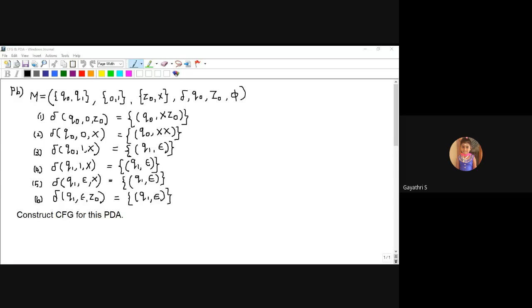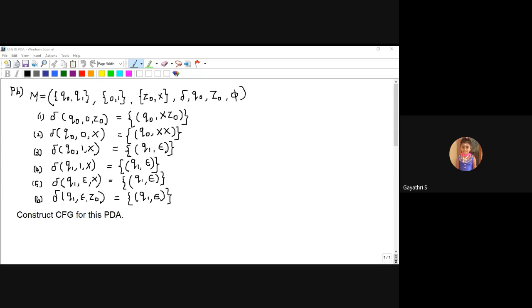Okay, this is the problem. In this problem, they have given the input as a pushdown automata, that is the transition function of the pushdown automata. See the seven tuples. The first tuple is the number of states, Q. The second is the input symbols, 0 comma 1, and the third is the pushdown symbols, Z naught and X. The fourth is the transition function, the fifth is the starting state, then the sixth is the starting pushdown symbol, that is the initial stack symbol, and the last one is phi.